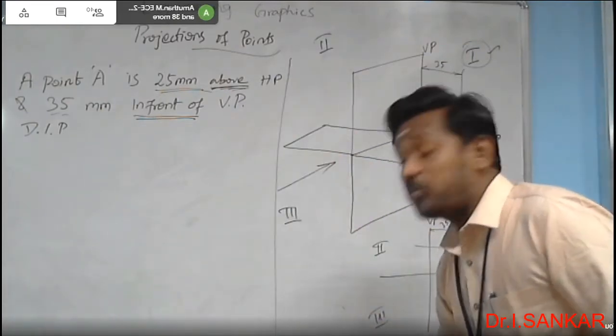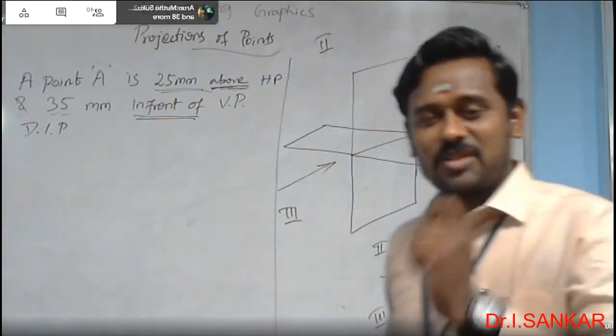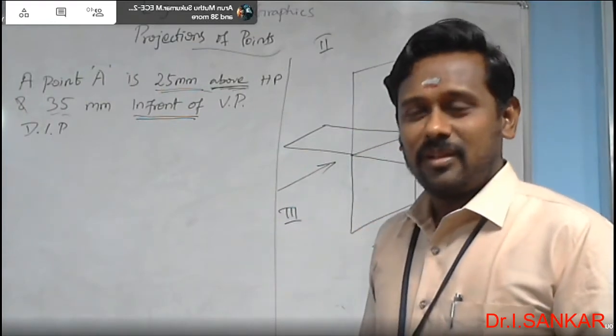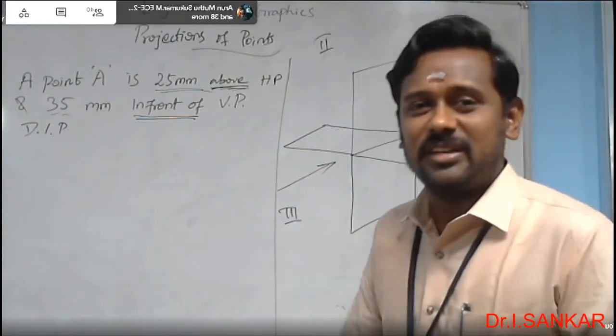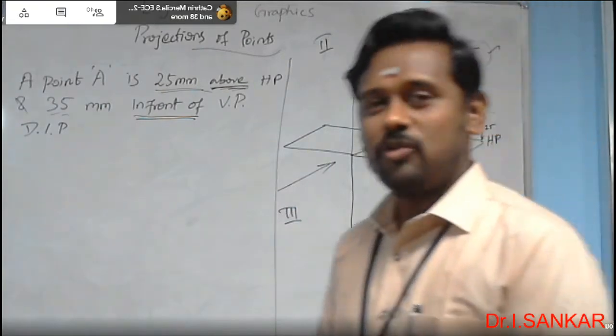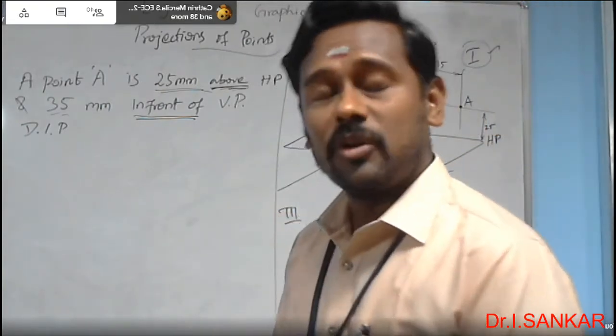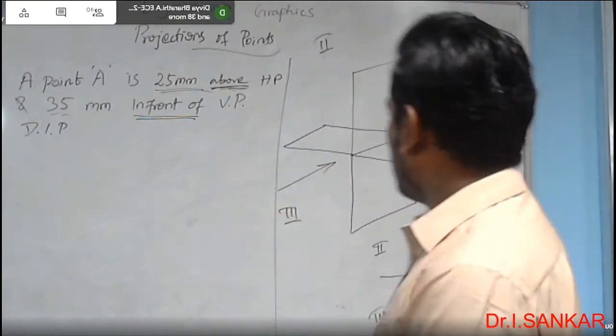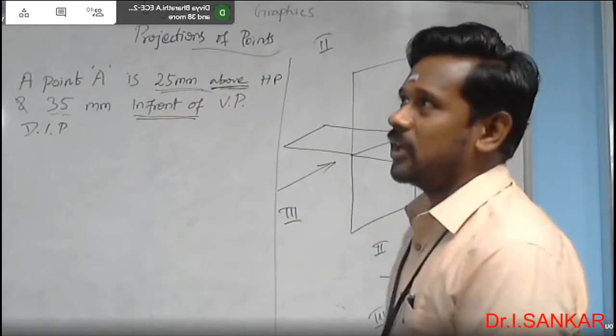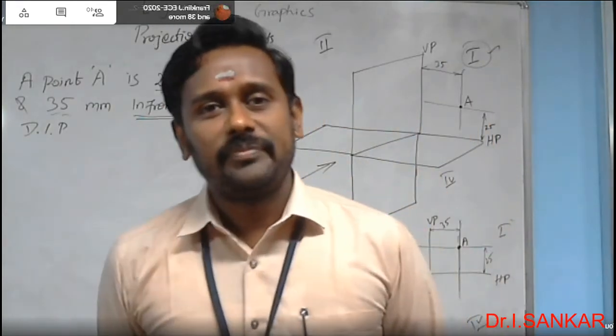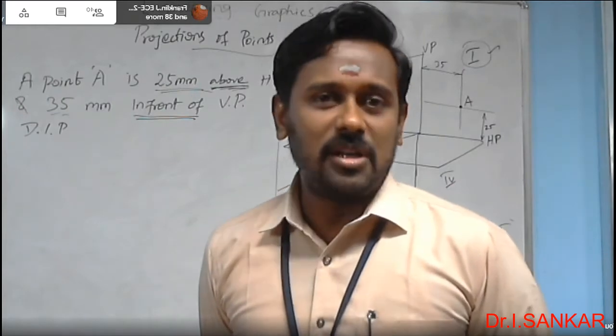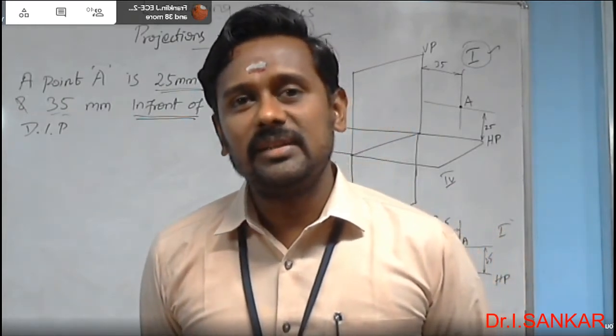How to project this point? This is the actual activity here. We located everything correctly based on the question statement. Then our duty starts: we are going to project the point. So how to project it? Projection is nothing but obtaining the front and top views of the point. The front view should be obtained in the vertical plane and the top view in the horizontal plane.